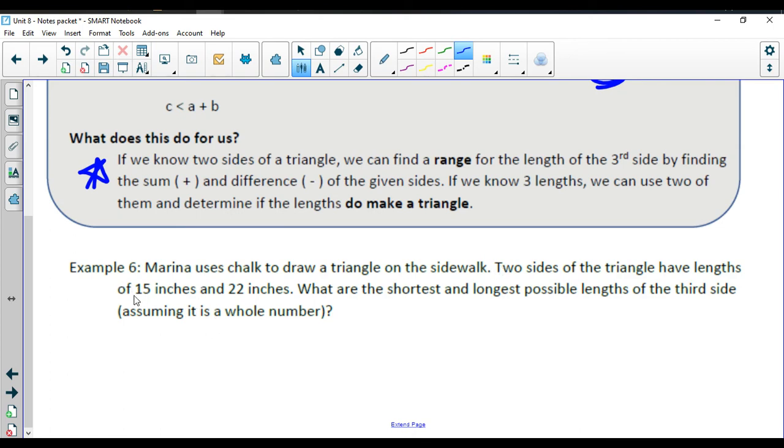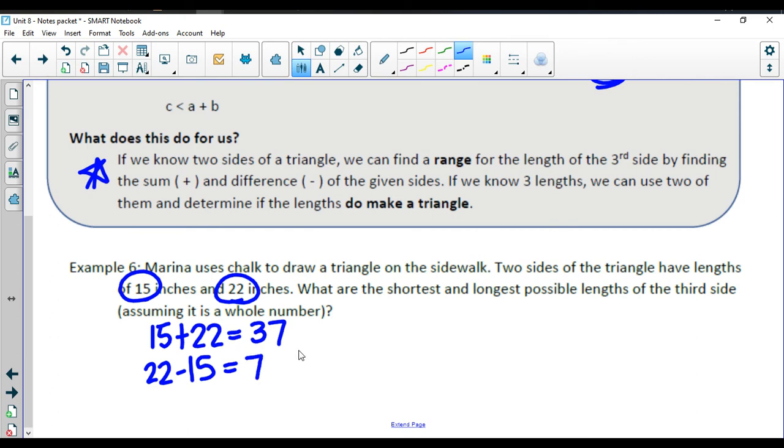In example number 6, Marina uses chalk to draw a triangle on the sidewalk. 2 sides have the lengths of 15 inches and 22 inches. What are the shortest and longest possible lengths of the third side, assuming it's a whole number? We're going to take our 15 and our 22, and add them first, which will give us 37. We're also going to subtract them, bigger number minus the smaller number. So 22 minus 15 is going to be 7. So our third side has to be between 7 and 37.